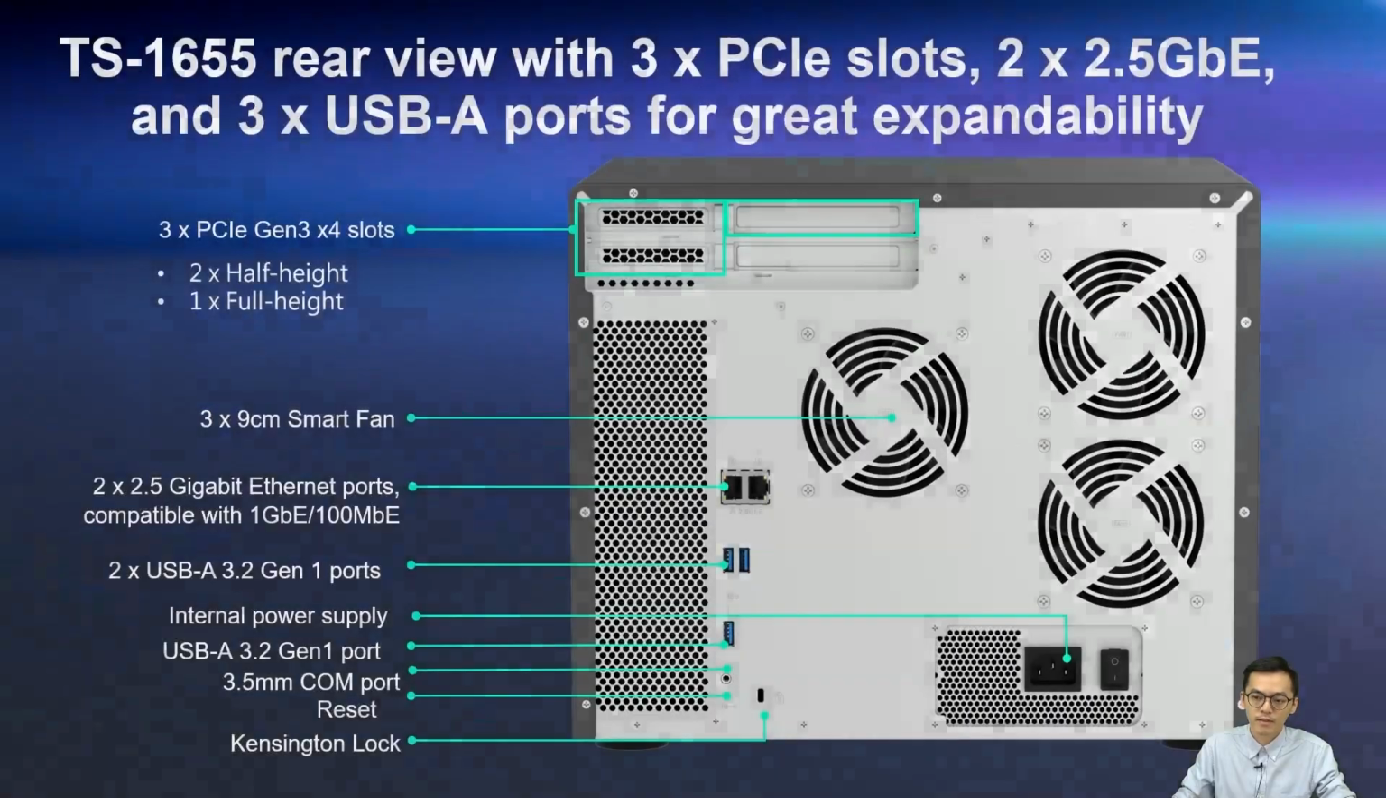Okay, and this is a rear view of TS-1655. You can see on top of the NAS, there are 3 PCIe Gen 3 x4 slots, of which there are 2 half height and 1 full height. And there are 3 9cm smart fans and 2 2.5 gigabit Ethernet ports, which are compatible with 1 gigabit Ethernet and 100 megabit Ethernet.